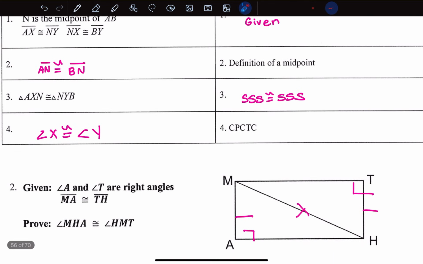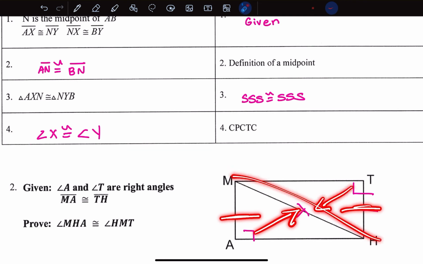In the second one, angle A and angle T are right angles. So I know two things. I know I have right triangles and congruent angles. So it could either be an HL situation or I could use one of the other theorems. I'm also given that MA is congruent to TH. This is a leg. And if I look, the hypotenuse of both of these is shared.